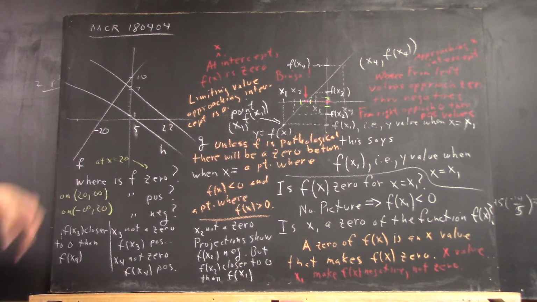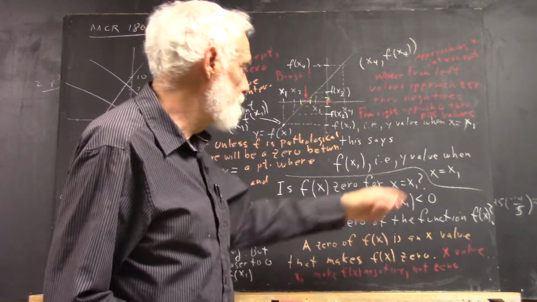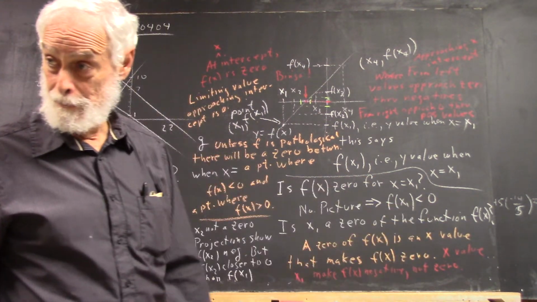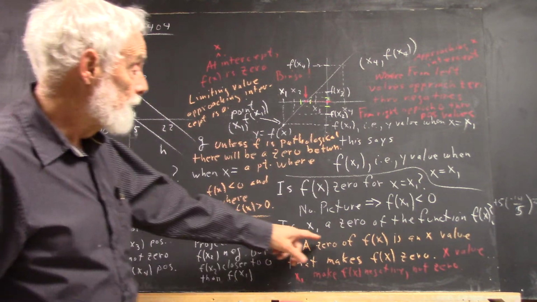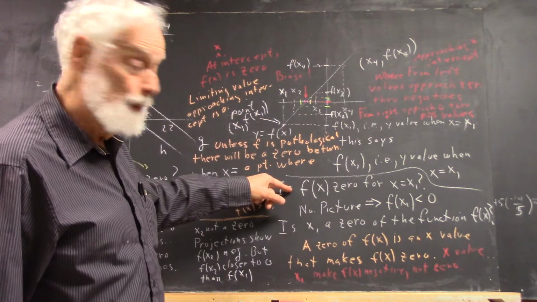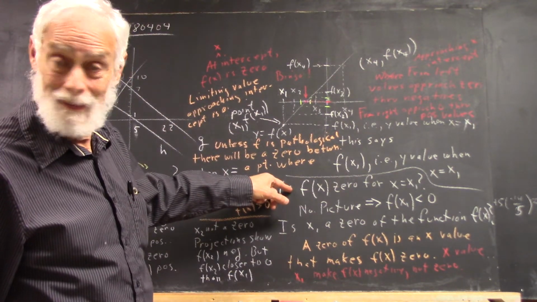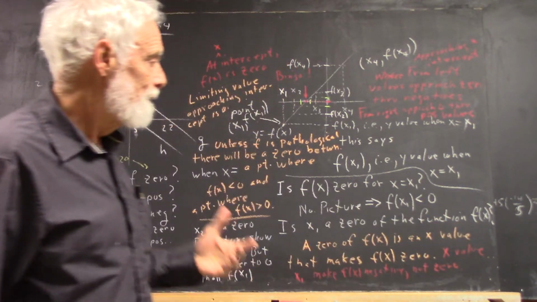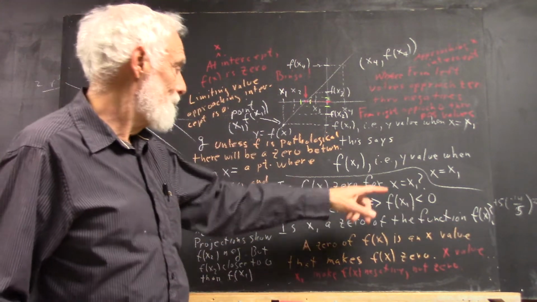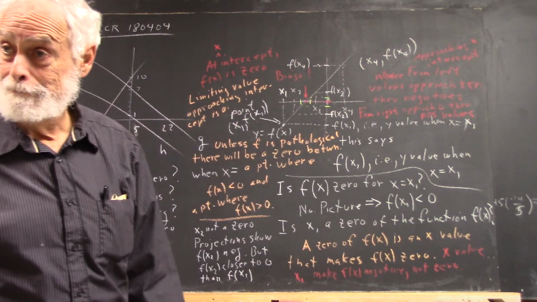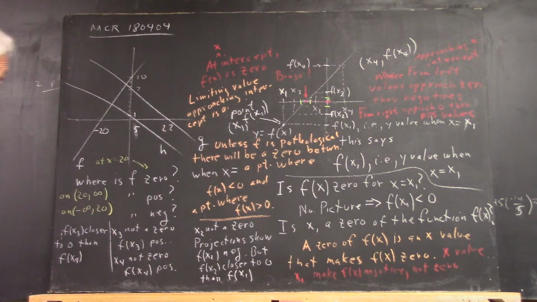Okay? So another way of asking, is f of x 0 for x equals x1? No, the picture shows us that it's negative, right? Is x1 a 0 of the function f of x? Well, that's exactly the same thing. Okay, x1 is a 0 of f of x if and only if f of x is 0 when x equals x1, right? You want to think about that.